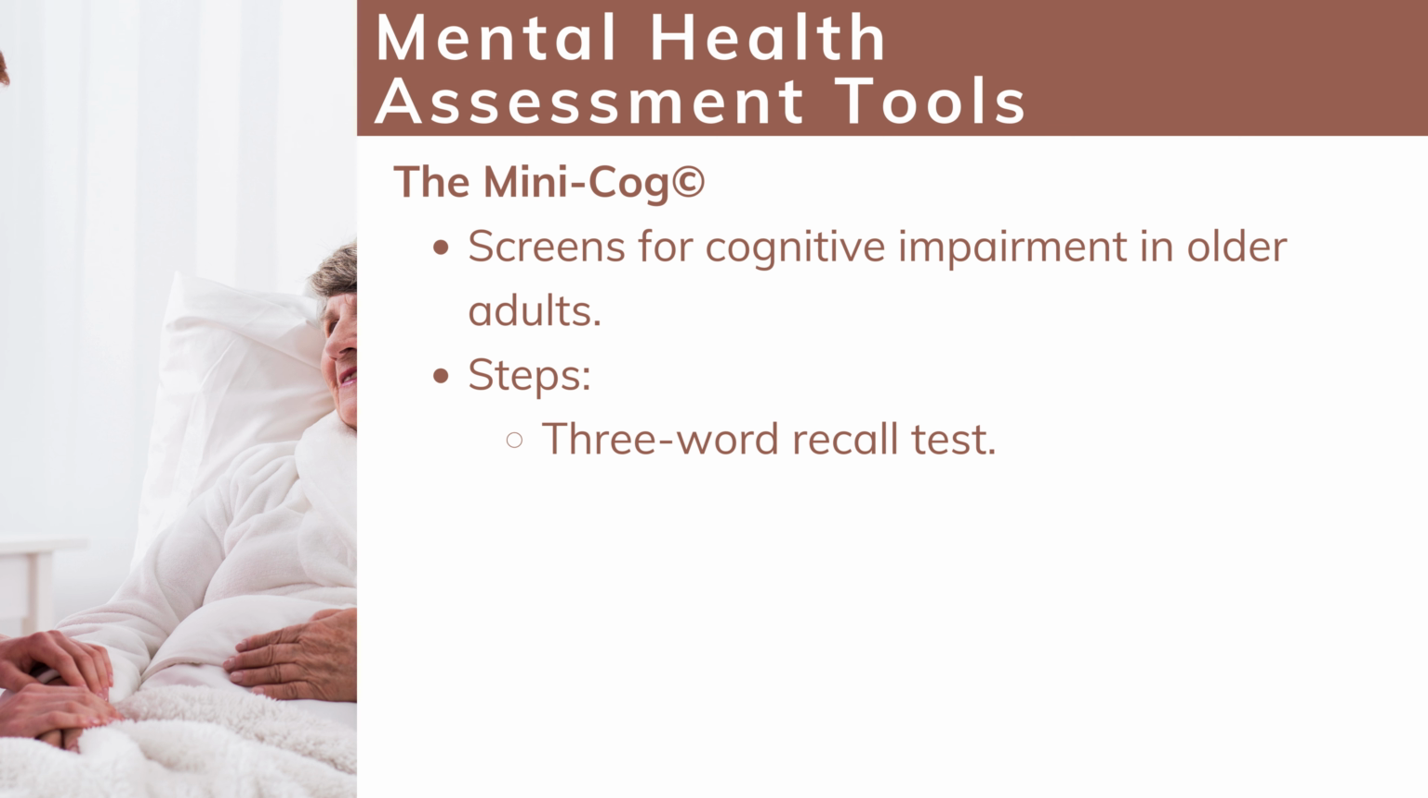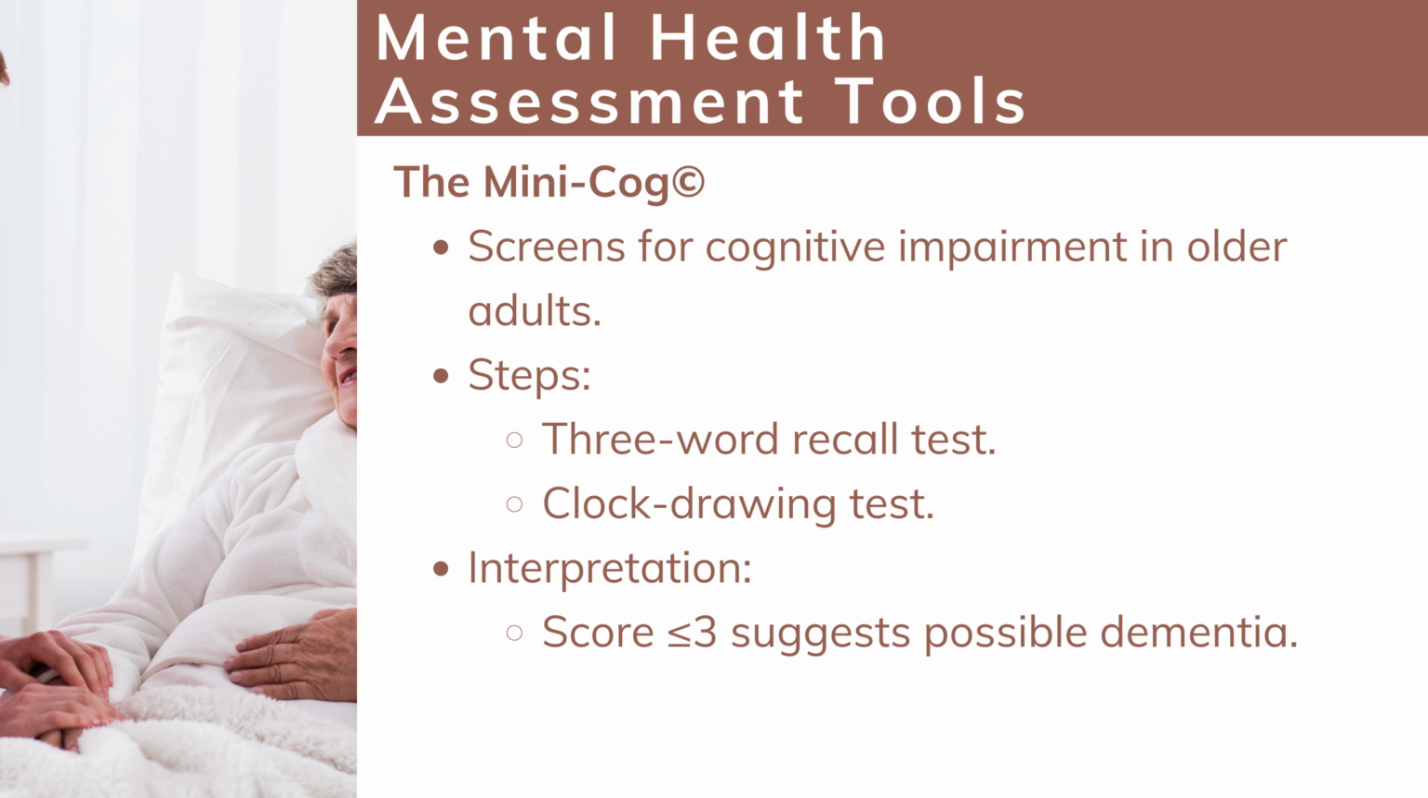Clock drawing test. The patient is asked to draw a clock showing a specific time. This assesses executive function and visuospatial skills. Word recall. The patient is then asked to recall the 3 words given earlier. Interpretation. A score of 3 or lower suggests possible dementia or cognitive impairment and may warrant further testing.